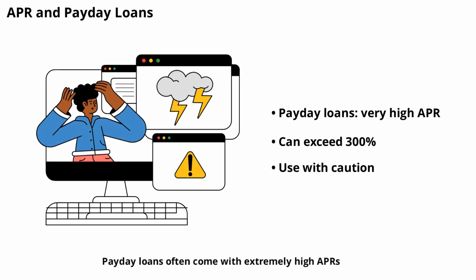Payday loans often come with extremely high APRs, sometimes exceeding 300% or more. These short-term loans can be very expensive and should be used with caution. Always check the APR before taking out a payday loan and consider alternatives if possible.